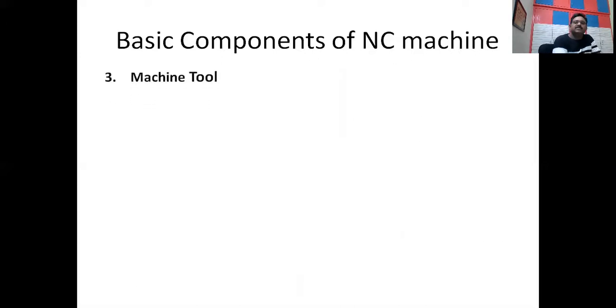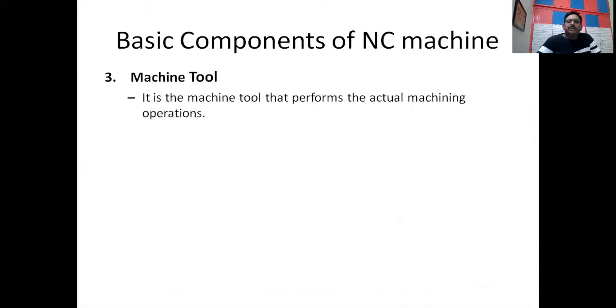And the third one is the machine tool. The third basic component is the machine tool. It is the machine tool that performs the actual machining operation. So actual production, actual manufacturing, will be done by the machine tool only. Earlier also, before the advent of numerical control, only the machine tool used to perform. Now also the machine tool only performs.